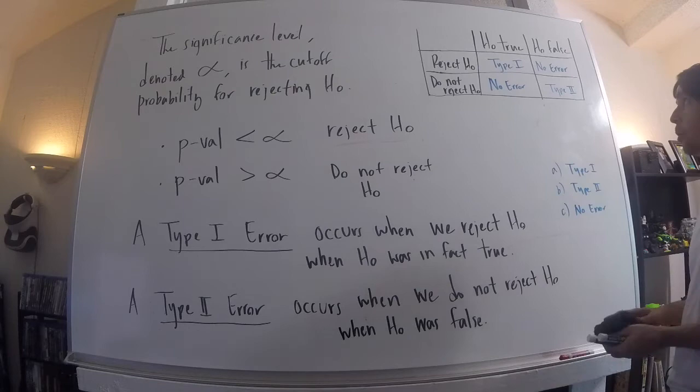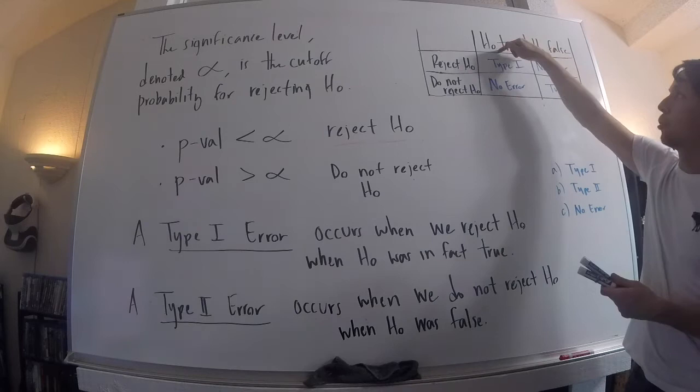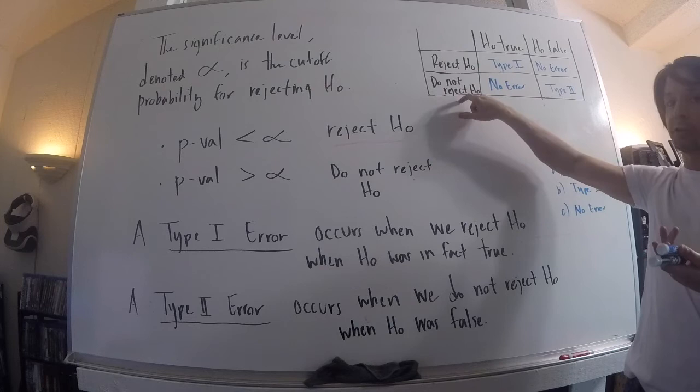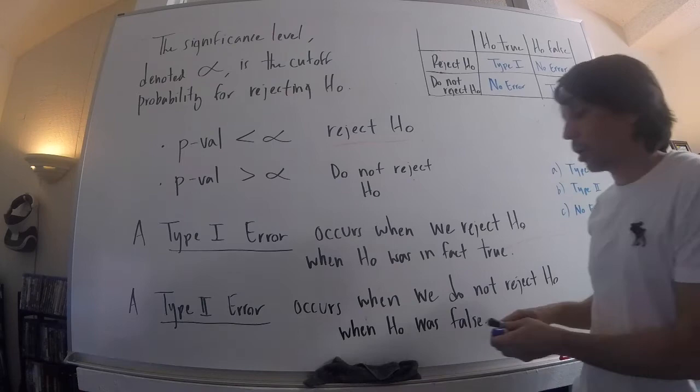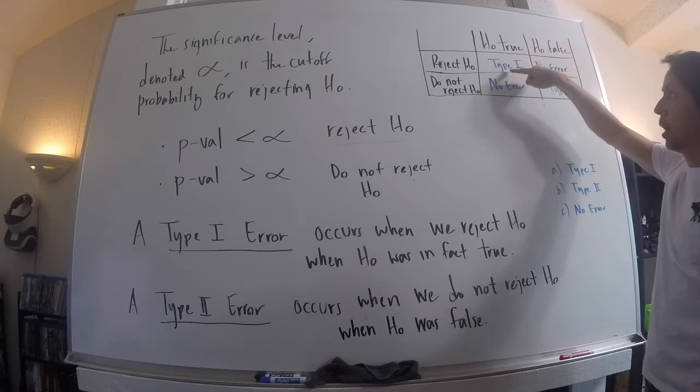Let me talk about this table. I tried different analogies, and the one that resonated was my girlfriend cheating. So H0 is true or H0 is false. She's either faithful to me or she's cheating on me. And then I'm either literally rejecting her and dumping her, or I do not reject her and I stay with her. Sometimes I made the correct decision. Sometimes I made the wrong decision. So if she's faithful to me, but for some reason I'm just super jealous and paranoid and I reject her, I've definitely made an error, and that's a type 1. Me rejecting a faithful girlfriend.